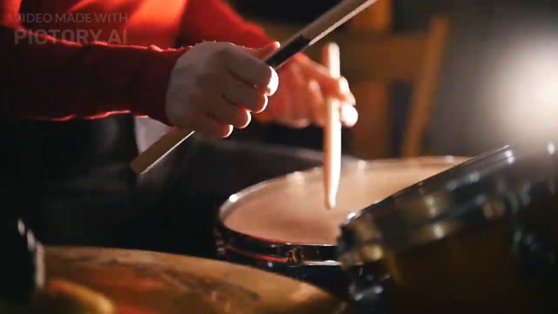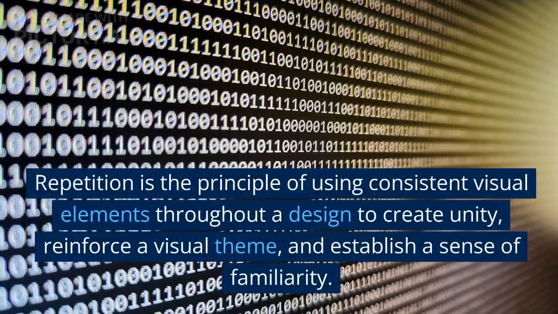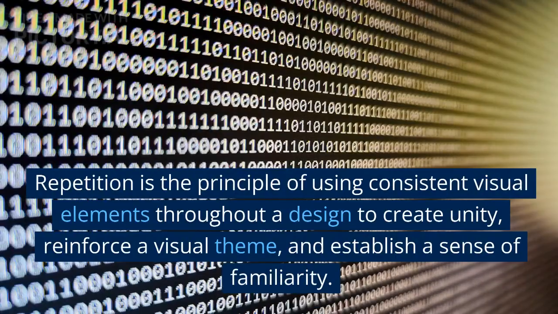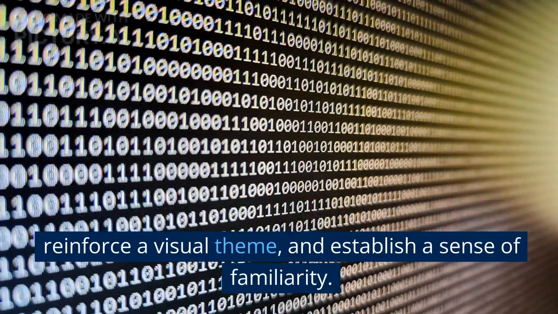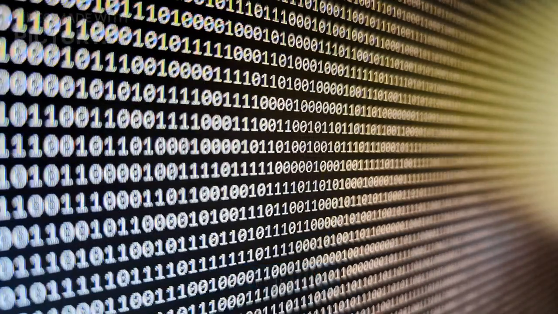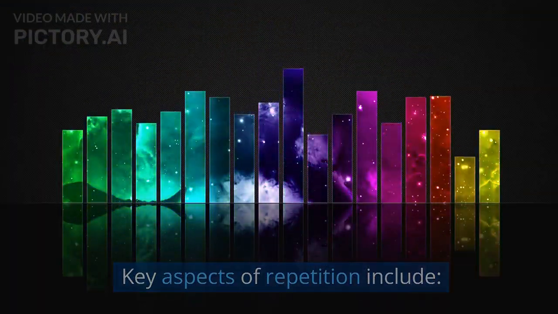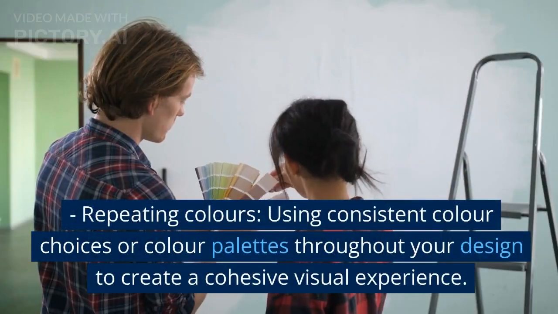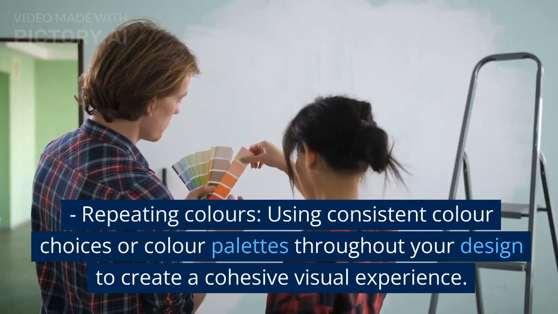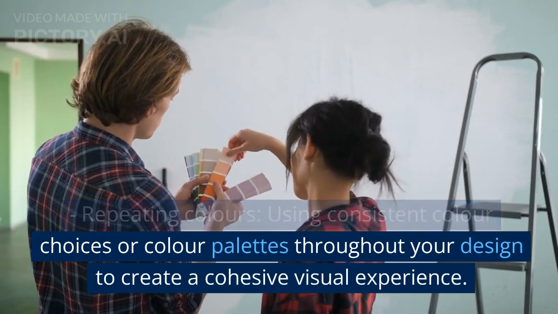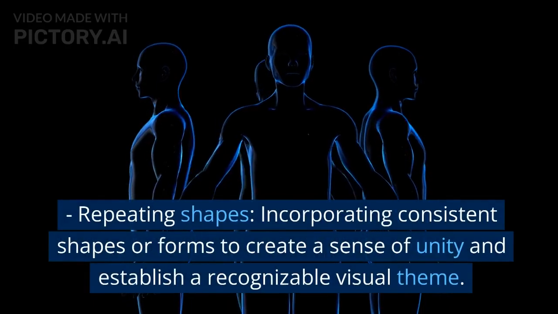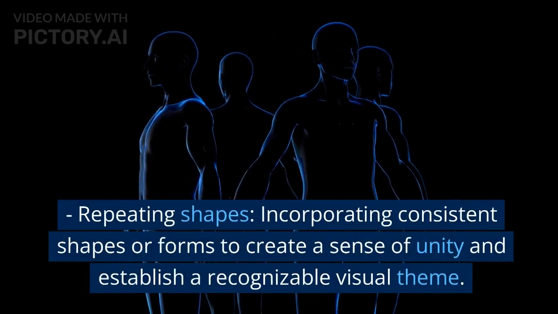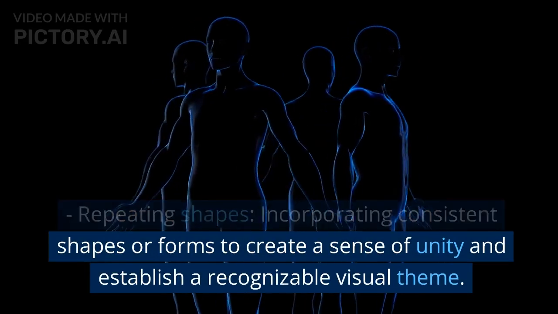Repetition. Repetition is the principle of using consistent visual elements throughout a design to create unity, reinforce a visual theme, and establish a sense of familiarity. Key aspects of repetition include repeating colors, using consistent color choices or color palettes throughout your design to create a cohesive visual experience. Repeating shapes, incorporating consistent shapes or forms to create a sense of unity and establish a recognizable visual theme.